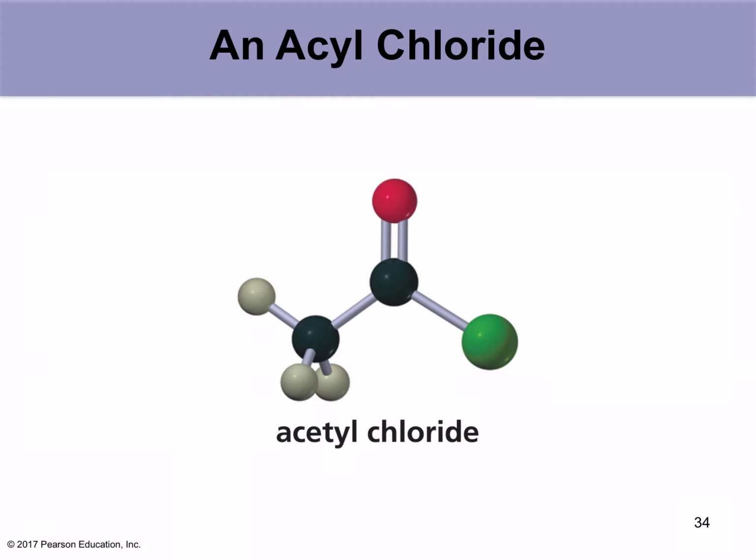Acyl chlorides. The acyl chloride has this acyl group, the carbonyl group, an alkyl group, and a halogen. This is specifically acetyl chloride because it has 2 carbons.